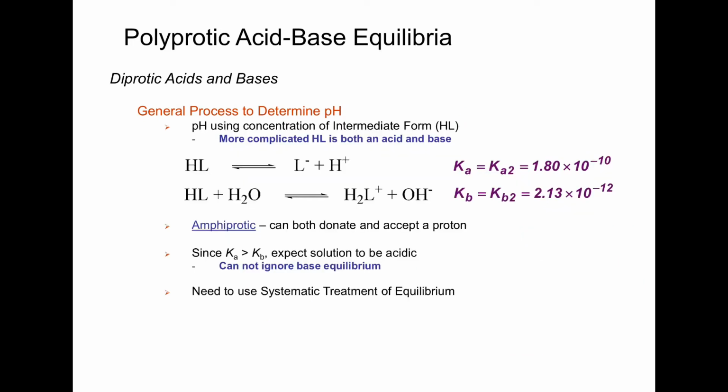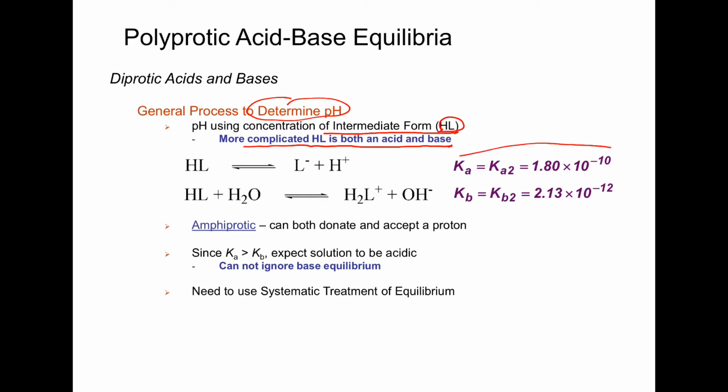So now I'd like to talk about how to find the pH when we have some information about an equilibrium where the most prominent form is the HL form. So remember, this is going to be a little bit more complicated because HL is amphiprotic. It can be both an acid and a base. And so we need to take both of those equilibriums into consideration.